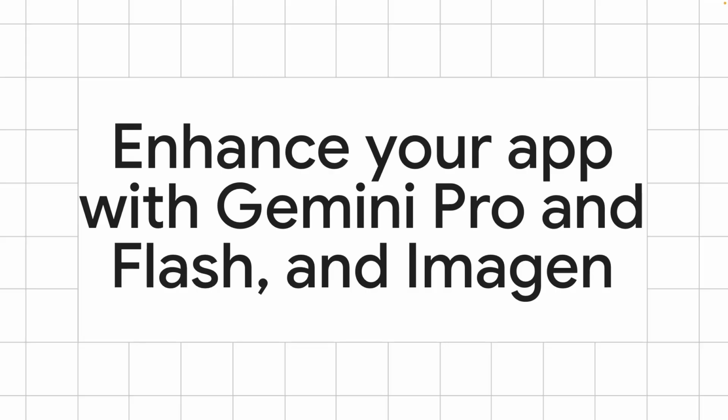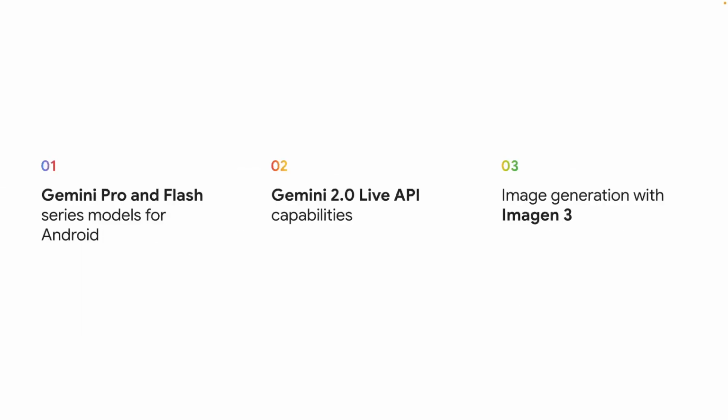Now let's see how to enhance your Android app using Google's generative models. First, we'll start by talking about how to use Gemini Pro and Flash models in your Android applications and the steps to follow to use them in production. Then we'll talk about the Live API, which is a new Gen AI capability for bidirectional streaming. And finally, we will talk about Imagen 3, Google's latest image generation model.